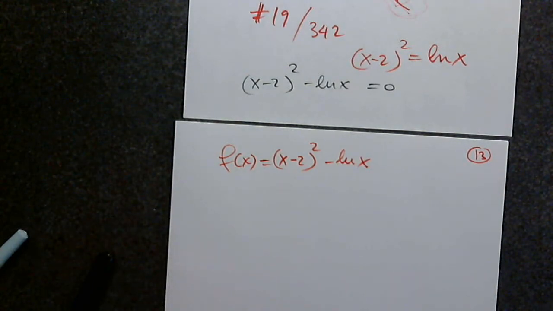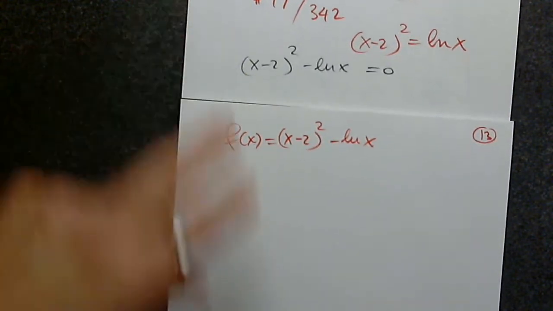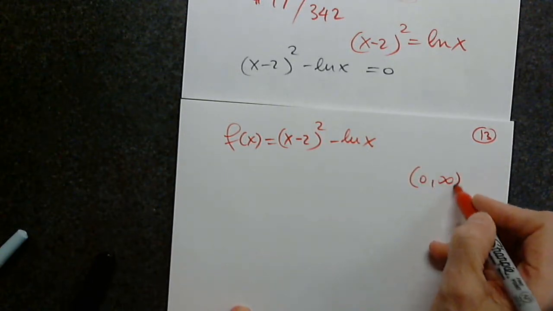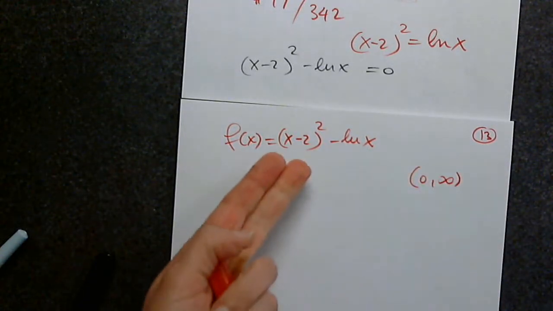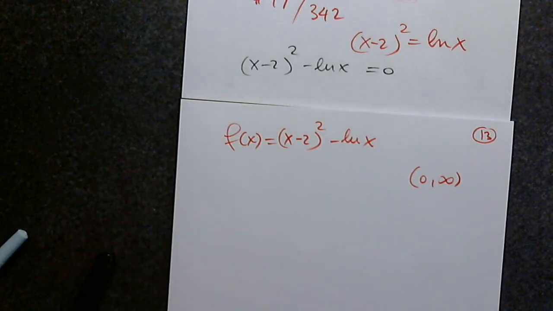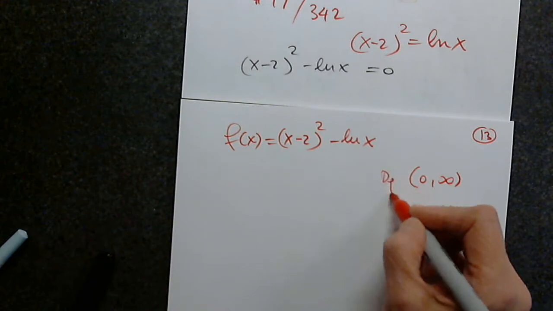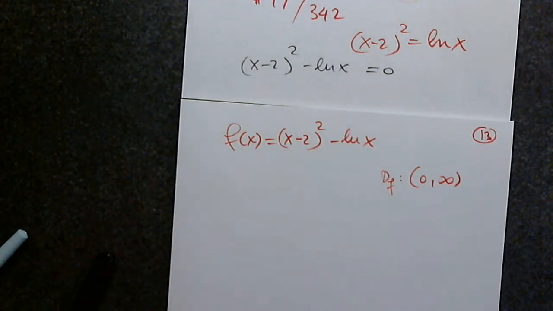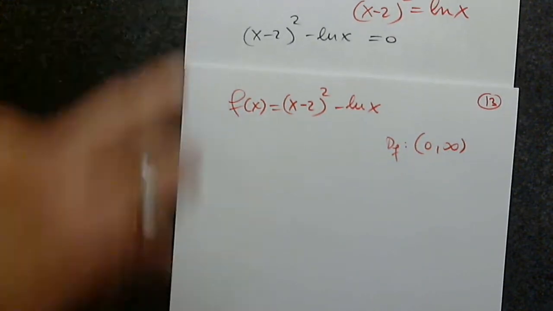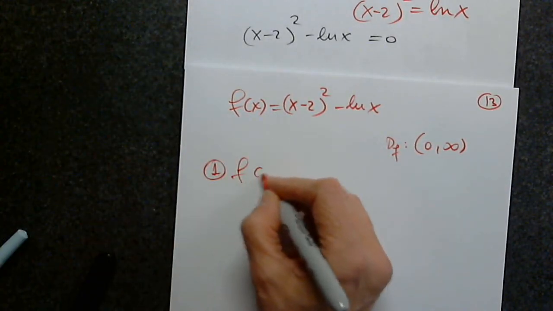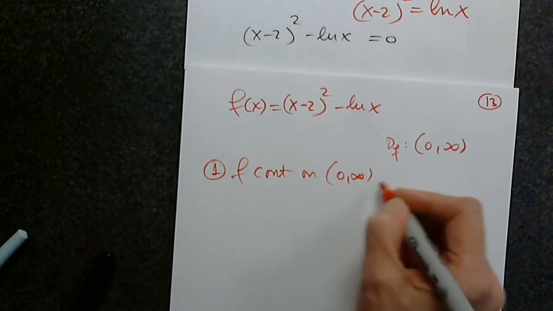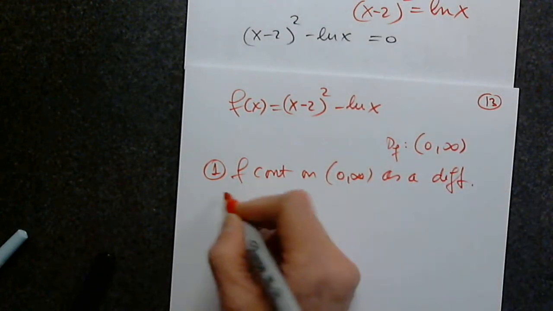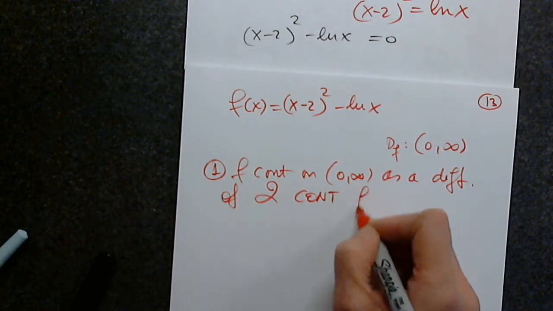Is this function continuous? Yes, it's a difference of two continuous functions. However, remember, the domain of this function is 0 to infinity, and they have to have a common domain. Even if this one has all real numbers, but this one does not, I can't pick anything to the left of 0. The function will not exist. Okay, so since it's continuous, number one, f is continuous on 0 to infinity as a difference of two continuous functions.